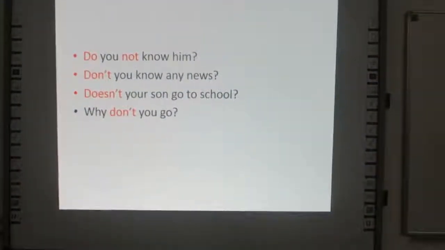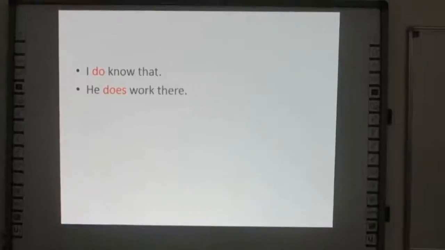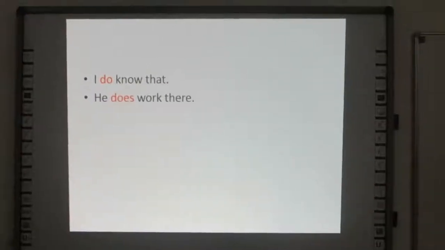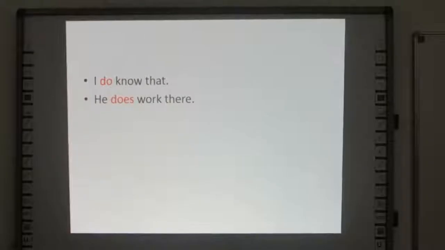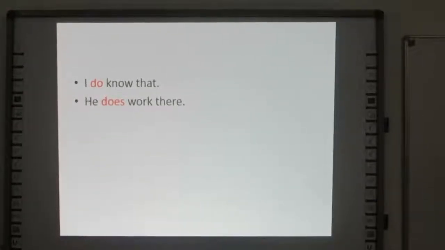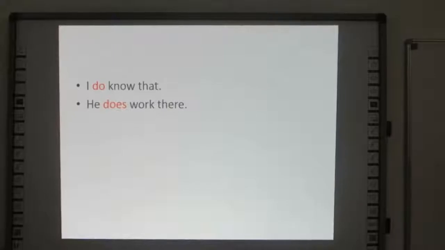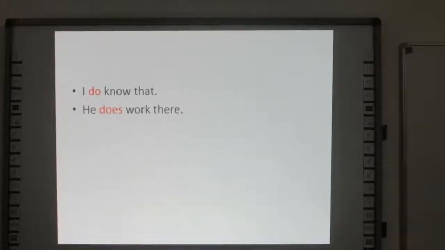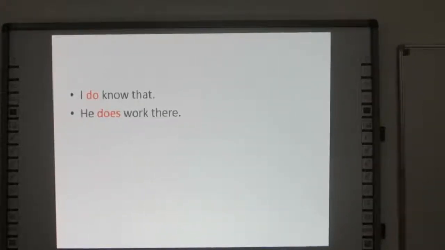Why don't you go? The auxiliary verb to do is also used in the affirmative form of the present simple to make the meaning of the main verb more emphatic. In this case, the verb to do is placed between the subject of the sentence and the infinitive of the main verb. I do know that he does work there.